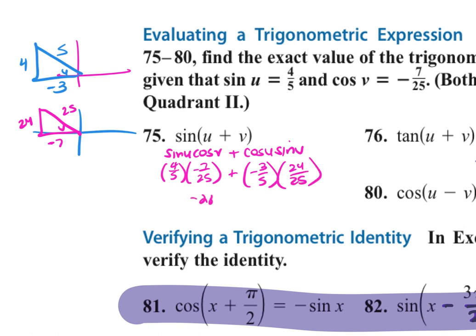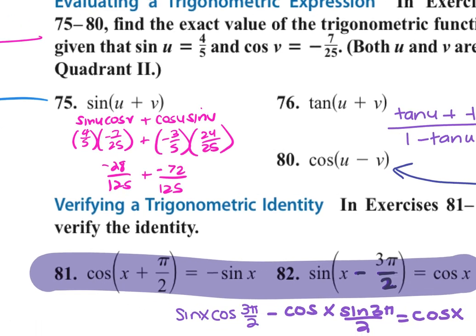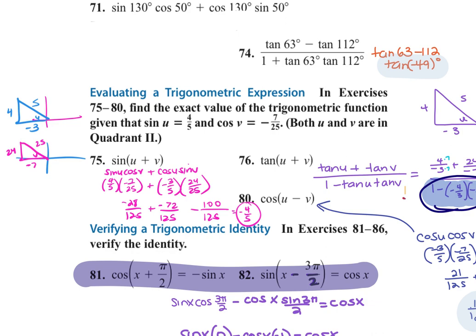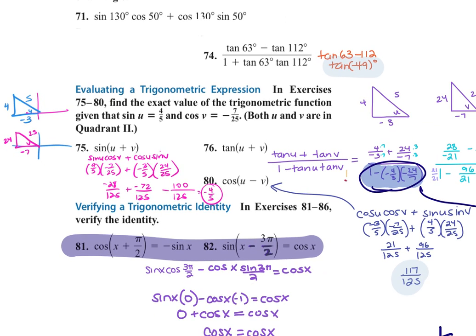So I get negative 28 over 125 minus 72, or plus a negative, which is the same thing as minus 72 over 125. They both have negative, so we add them. 100 over 125, and then that can get reduced to 4/5. You're welcome.